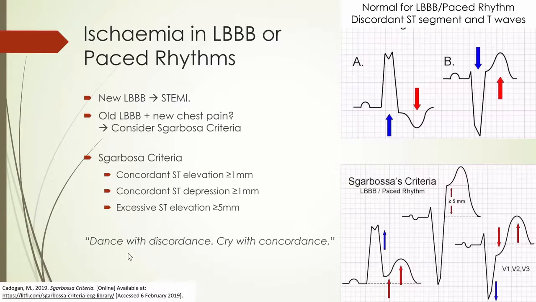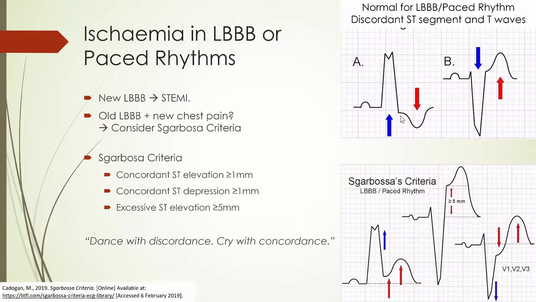So dance with discordance, as in discordance is good, you can dance, you can be happy, your patient's not having a STEMI. Whereas cry with concordance, concordance is bad and it suggests ischemia. What do I mean by discordance and concordance? So looking at this example up here, we have discordant changes. And what I mean by that is the QRS complex is predominantly upright. The ST segment is depressed, it's gone down, and the T wave is inverted. Okay, so the ST segment and T wave are in opposite directions to the QRS complex.